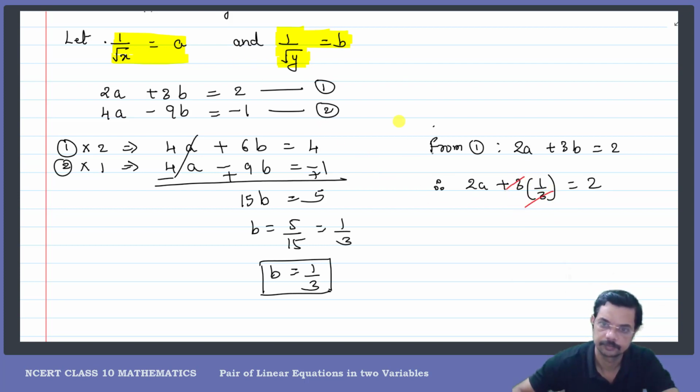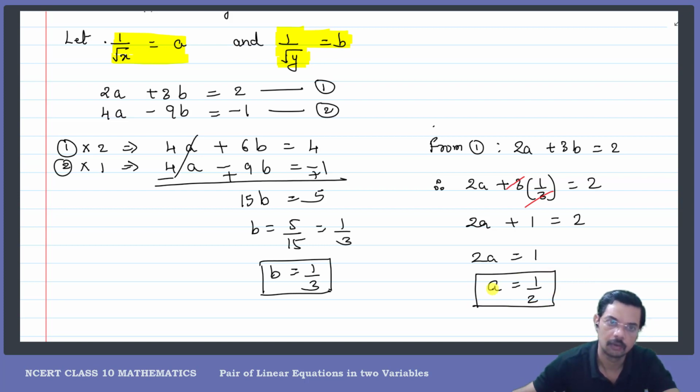So finally 2a plus 1 equal to 2. So 2a will be equal to 2 minus 1, that is equal to 1. Okay, are you following? So a will be equal to 1 by 2. So we have got the values of a and b. Now we need to find the values of x and y.